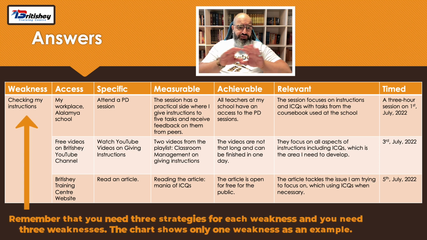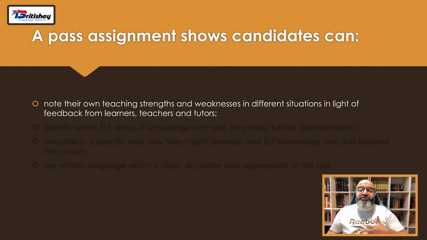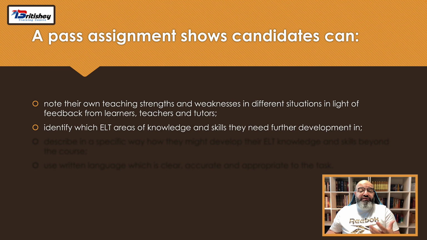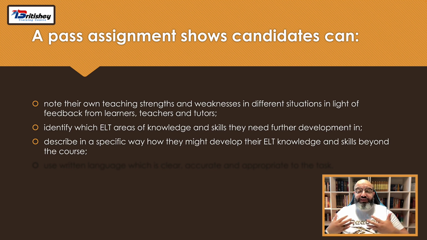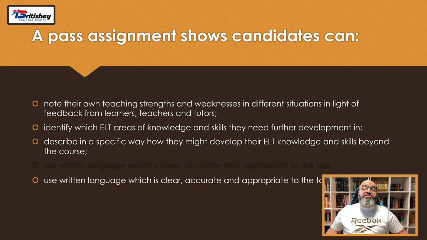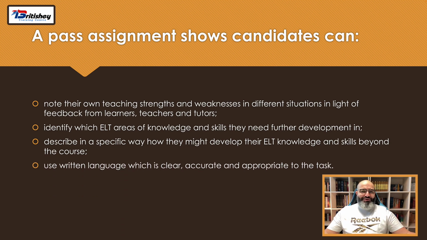Right? Lovely. So the table has weakness, access, specific, measurable, achievable, relevant, timed, and Bob's your uncle. Good. Now, a pass assignment shows candidates can note their own teaching strengths and weaknesses in different situations in light of feedback from learners, teachers, and tutors. Identify which ELT areas of knowledge and skills they need further development in. Describe in a specific way how they might develop their ELT knowledge and skills beyond the course, after the course. Use written language which is clear, accurate, and appropriate to the task.